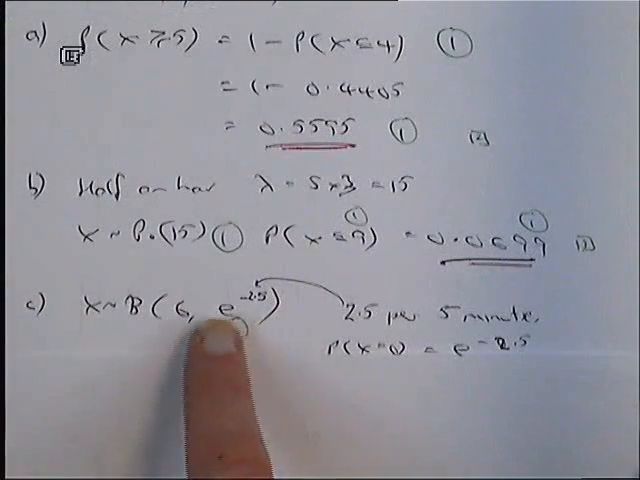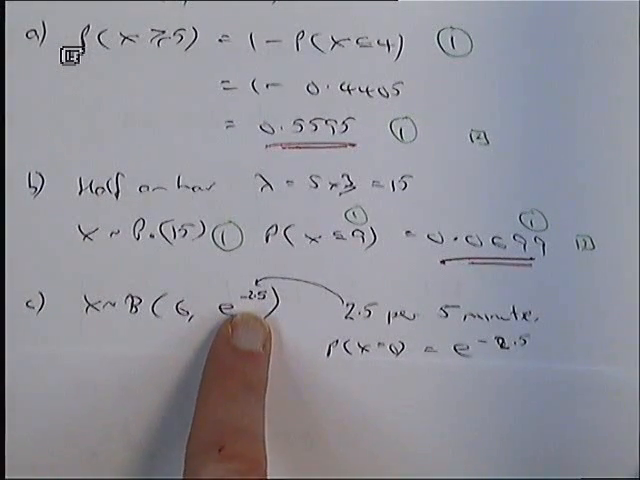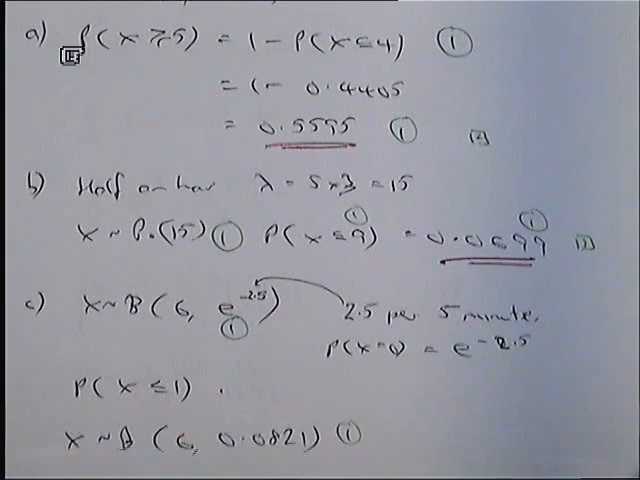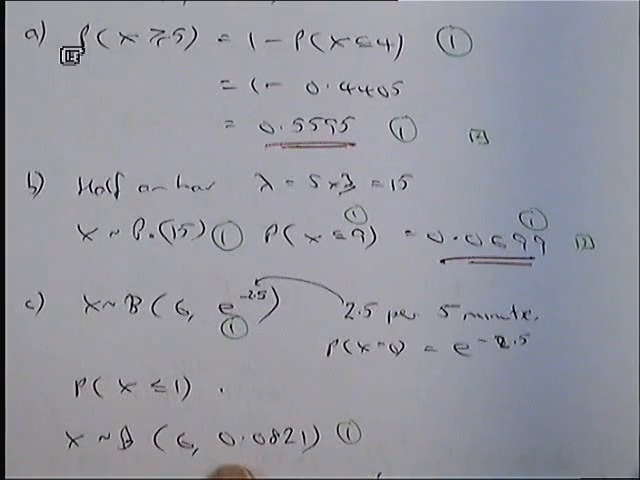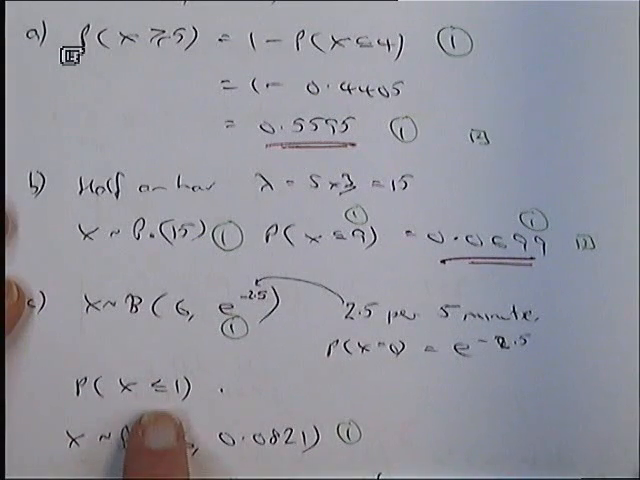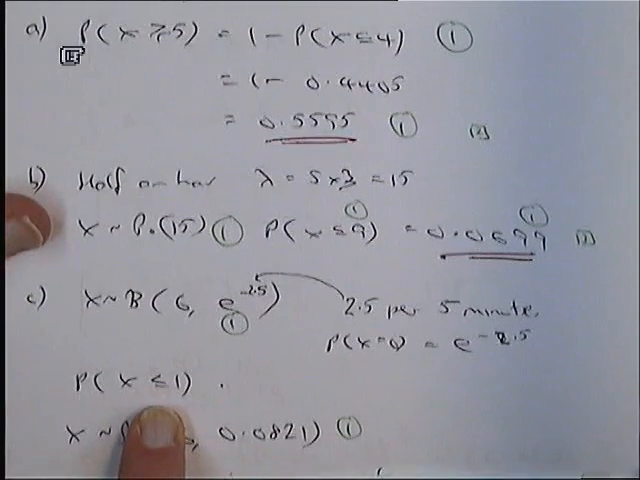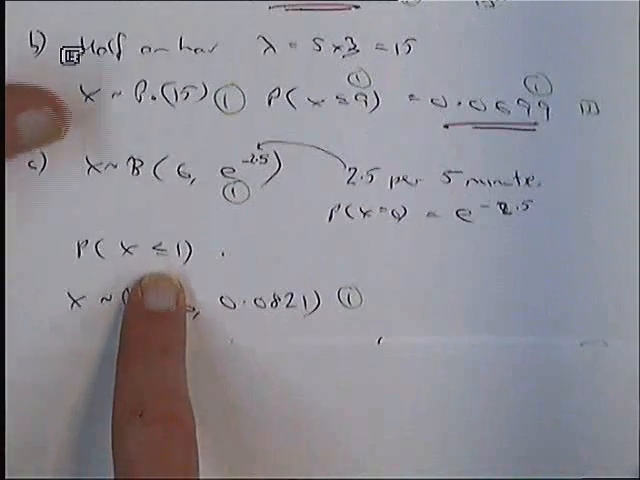If you work that out, that is 0.0821. So that's the probability nobody arrives. That's our p. We want less than or equal to 1, because it said find the probability that no customers arrive in at most 1. So we want either 0 or 1.